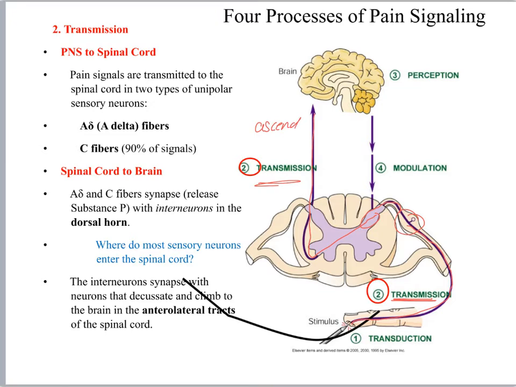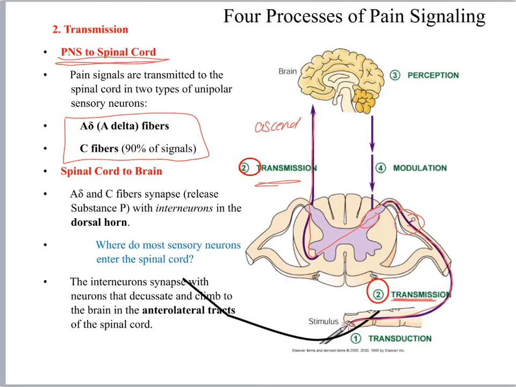So the first part of transmission is going to be the peripheral nervous system, so outside of your spinal cord to the spinal cord. So how do you get it there, okay? And there are more than one type of sensory neuron that we deal with, but the 2 that are most interesting for pathophysiology are the A deltas and the C fibers.